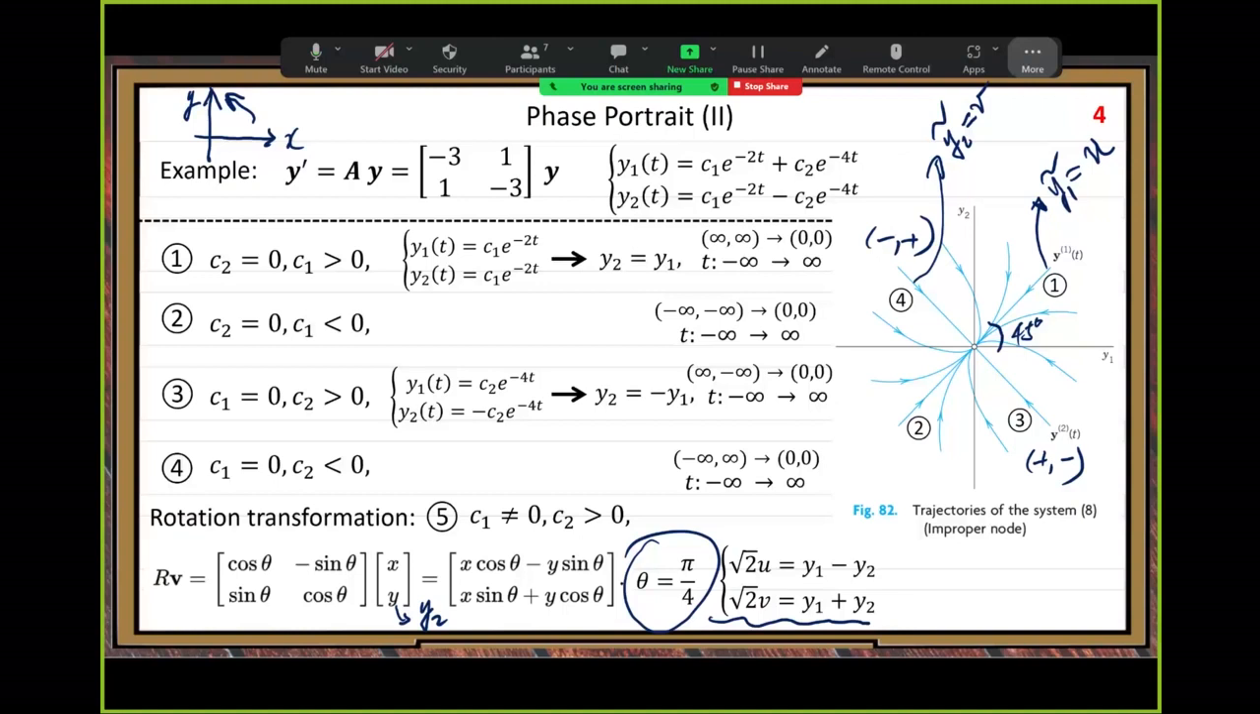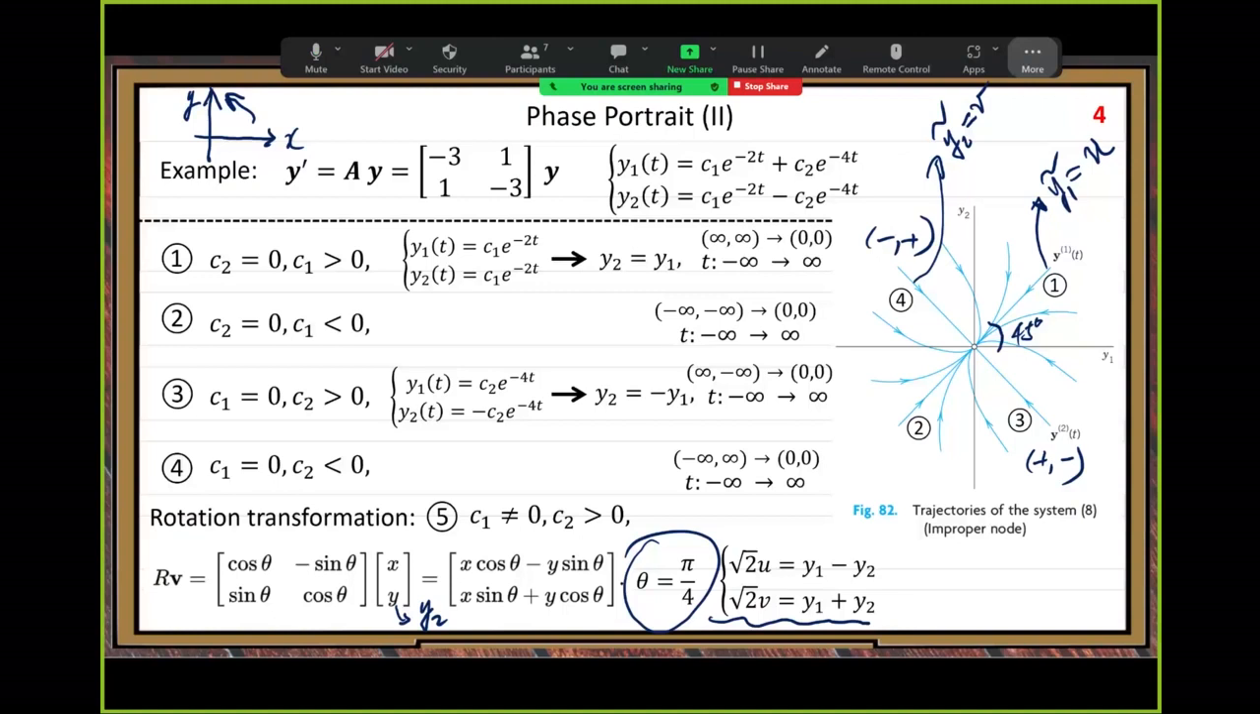Whether C1 is positive or negative is not important; we only need it to be non-zero. You will see we will take the square of C1, so its sign does not matter. So in case number 5, let's see what the equation is, and we draw that trajectory.